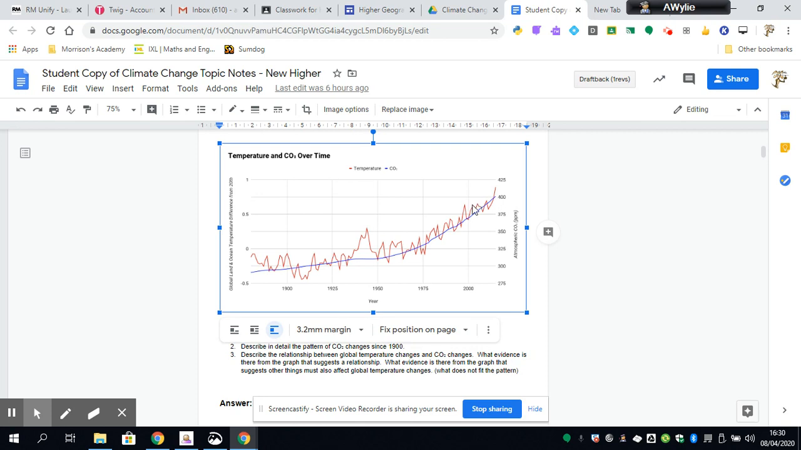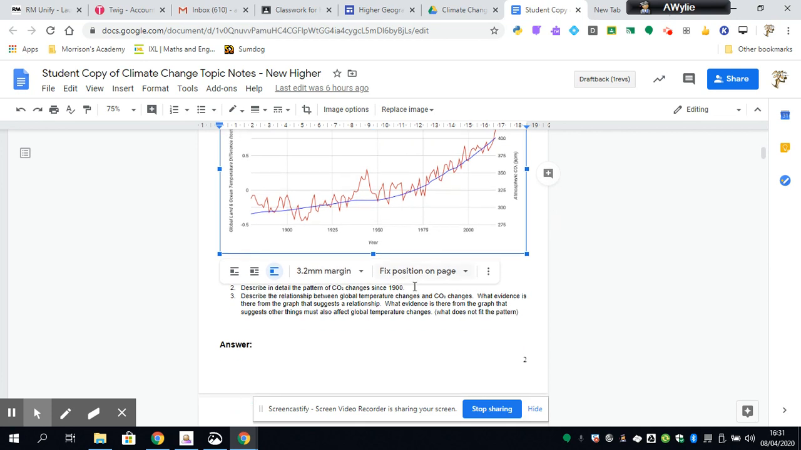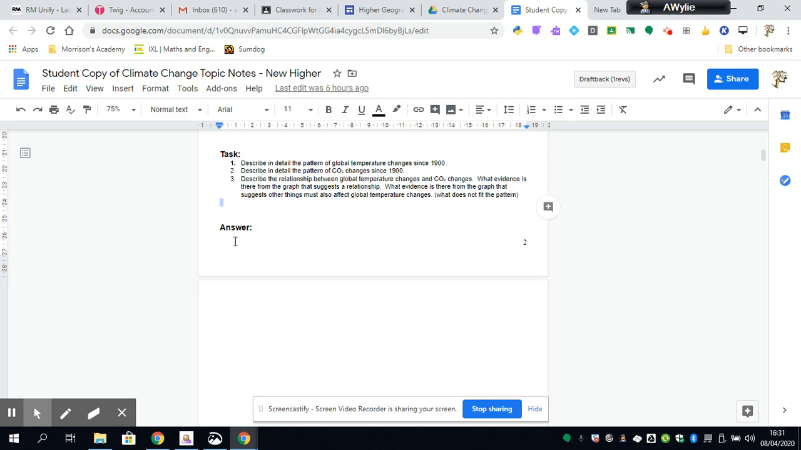When you're reading this graph, you also need to remember that whilst we're talking about temperature in degrees centigrade, when you're reading the carbon dioxide line, you've got to talk about the right-hand scale, and that's parts per million. So parts per million is the number of carbon dioxide molecules for every million molecules in the atmosphere. So that's how we measure it. Okay, so you might want to pause now. That's these 3 tasks, and you should answer them in your class notes here, and then move on to your next task.